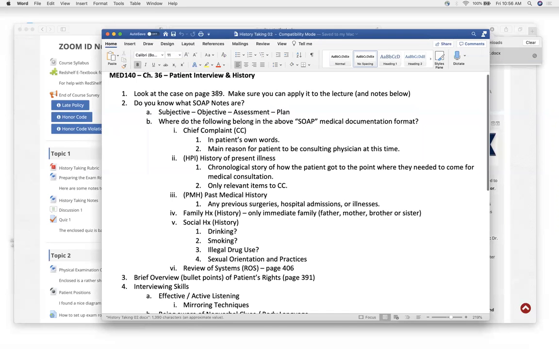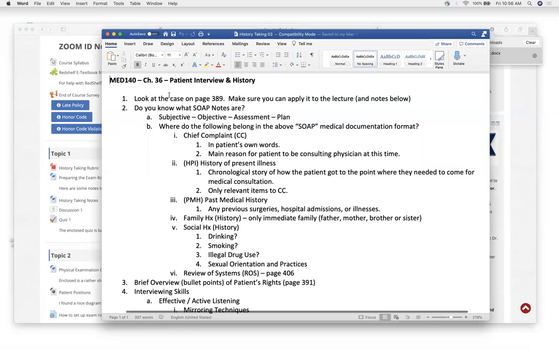But kindly ignore these page numbers because they're not accurate. It may be the same chapter, Patient Interview and History, Chapter 36 in your textbook. That's right here, the RedShelf e-textbook. But it's an older version, so the page numbers don't match. And silly me, I'm too lazy to go fix them. I will, though, eventually. So there's a case in the beginning, and let's look at that case while we're here.